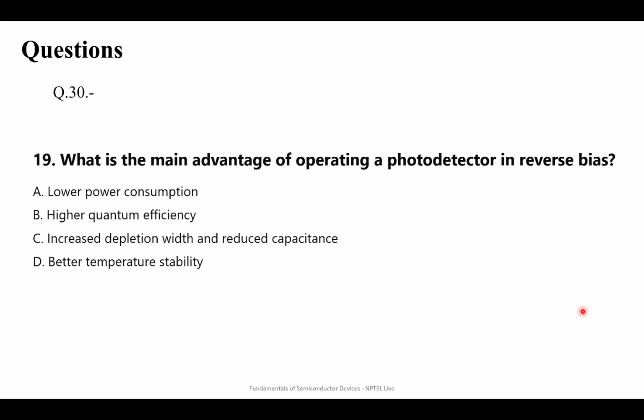What is the main advantage of operating a photodetector in reverse bias? Lower power consumption, higher quantum efficiency, increased depletion width and reduced capacitance, or better temperature stability. Sir, increased depletion width with reduced capacitance. That is correct. So generally we operate a photodetector in the reverse bias region.